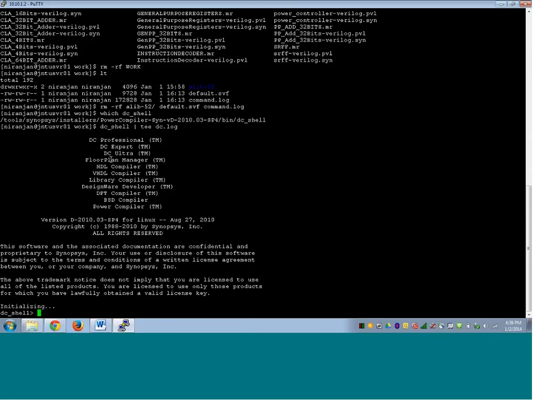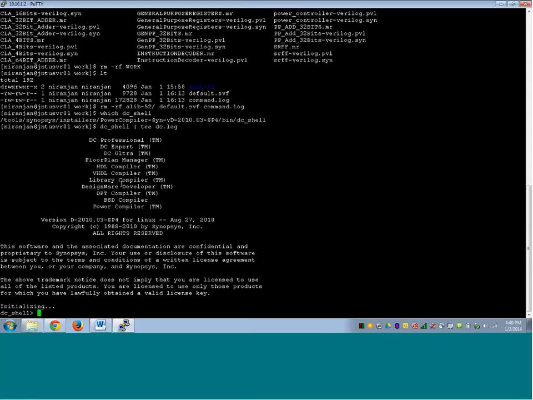What we will be using is either DC Ultra or DC Expert. The compile command belongs to the feature DC Expert. The compile_ultra command belongs to the feature DC Ultra. HDL Compiler is the one that reads in your Verilog files and analyzes them. DFT Compiler is used for scan. DesignWare is a suite of pre-made IPs from Synopsys, like adders, multipliers, etc. Library Compiler is a feature that will parse your library files. Power Compiler, as the name suggests, will be used for power. Forget about DFT Compiler for now. And Floorplan Manager, you need not worry about those.